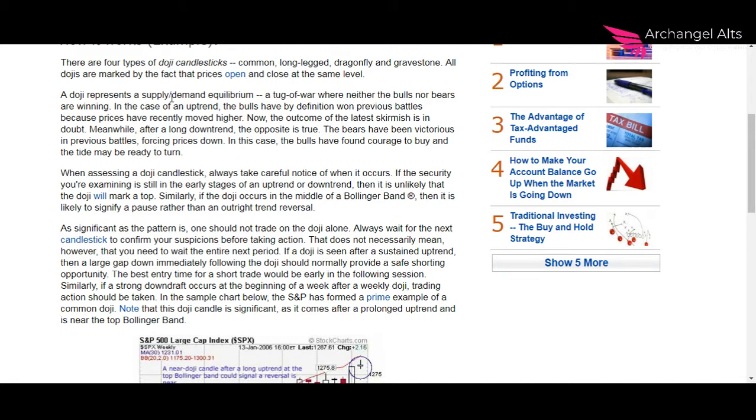Doji represents a supply-demand equilibrium. Yes, exactly. A tug of war where neither the bulls nor the bears are winning. In the case of an uptrend, the bulls have, by definition, won previous battles because the prices have recently moved higher. Now the outcome of the latest skirmish is in doubt. Meanwhile, after a long downtrend, the opposite is true. The bears have been victorious in previous battles, forcing prices down. In this case, the bulls have found courage to buy, and the tide may be ready to turn.